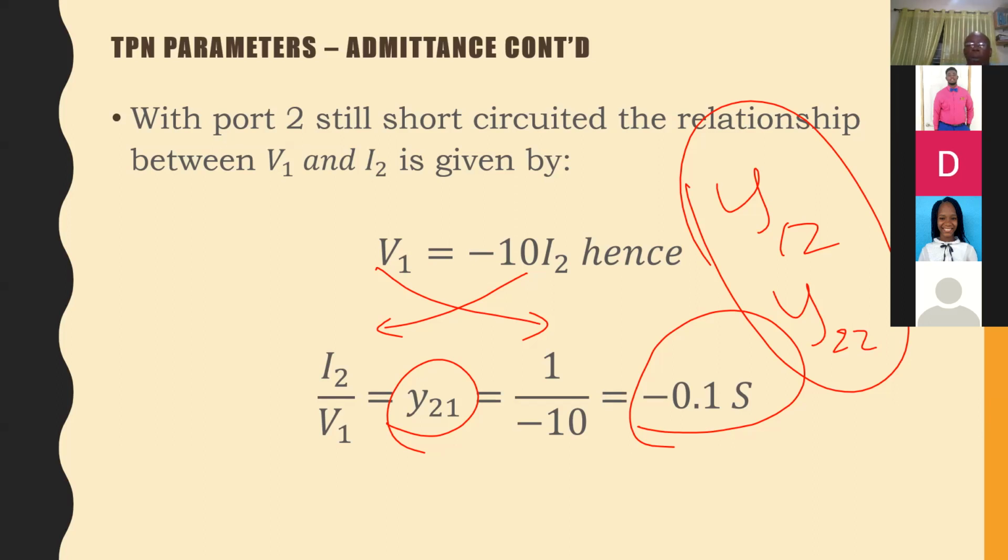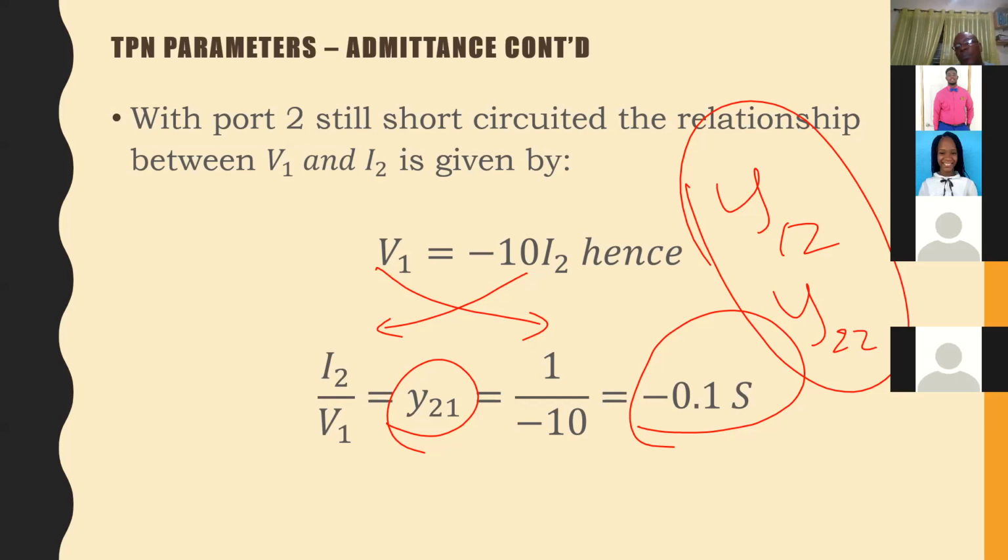Humphrey? That's why Y12. Y12 is I1 over V2. And the answer for that is going to be... Mr. Humphrey, we are waiting. So we have Y22, Y12. Come on, students, that's the easy of the two. It's the same reasoning for Y21. Negative 0.1. Okay, Mr. Hodges.